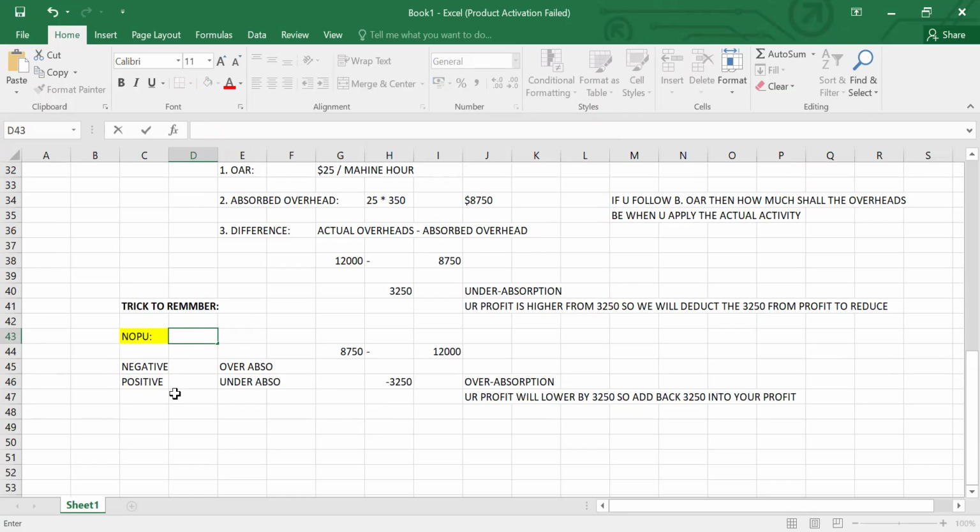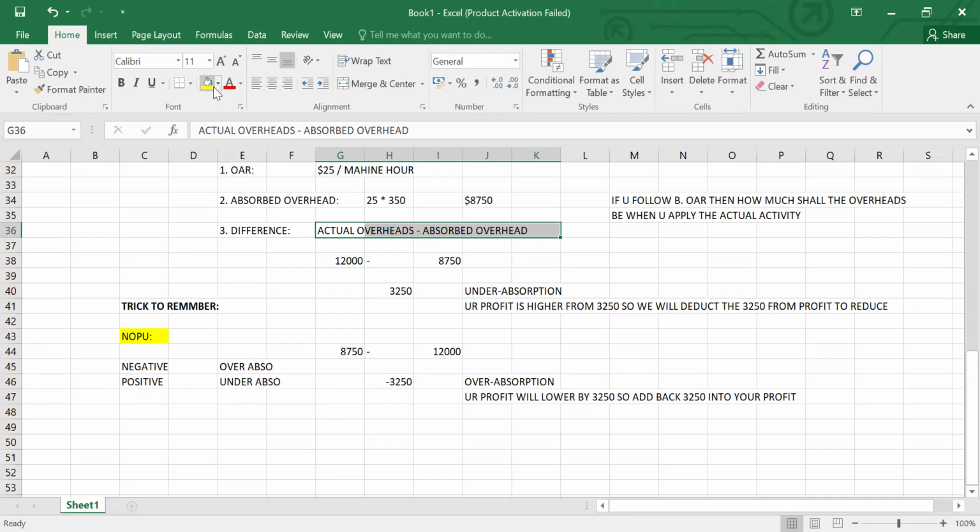So in order to remember this trick, you always remember that the difference shall be calculated by actual overheads minus absorbed overheads. It shall always be actual overheads minus absorbed overheads. Then you will be able to use this trick and get the answers. Are you clear on this?